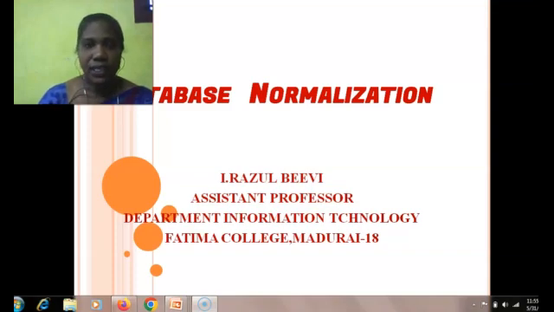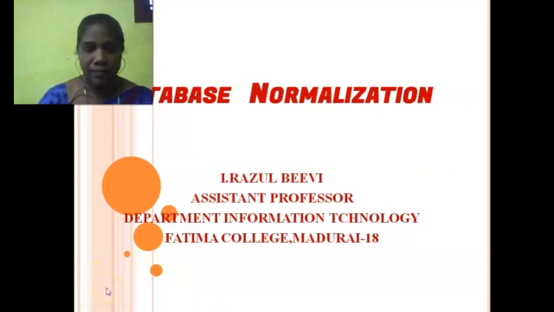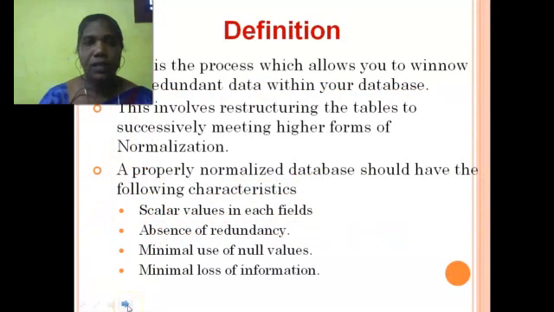Today we see about database normalization. First, what is normalization? The first definition of normalization: this is the process which allows you to eliminate redundant data within your database. This involves restructuring the tables to successively meet higher forms of normalization.